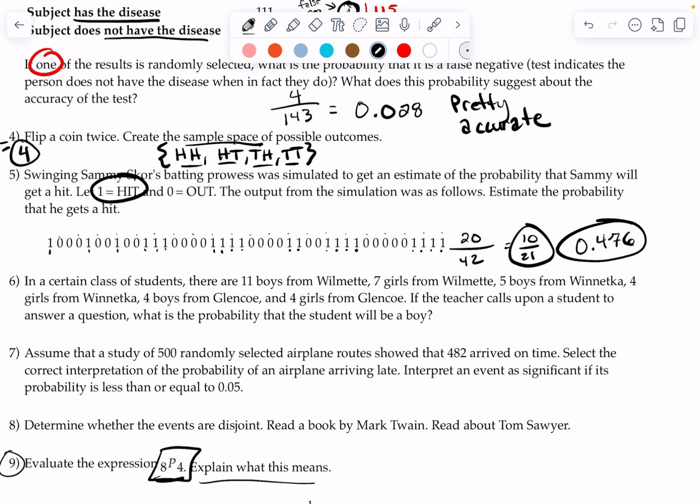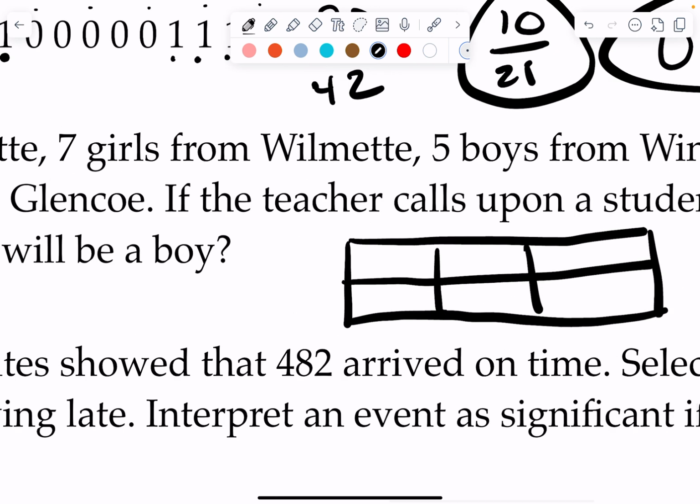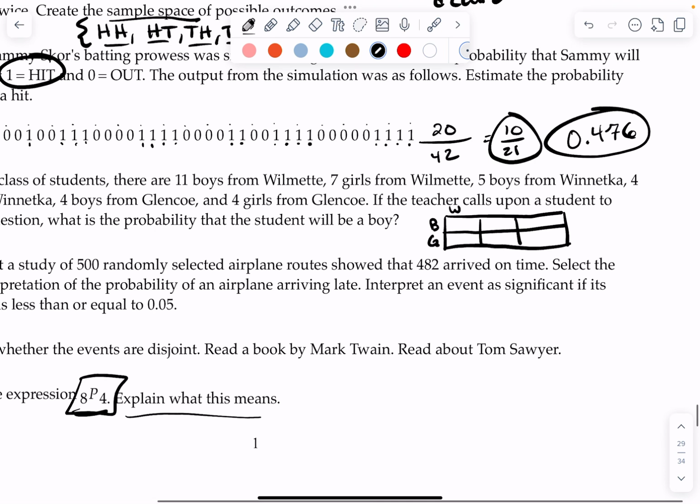All right, here's what we're going to do. I'm going to do a little table. Let's do my little table right here. Okay, this is going to be a frequency table, also called a contingency table. We got boys here, we got girls here. My first one is WIL for Wilmette. The second one is WIN for Winnetka, and G for Glencoe.